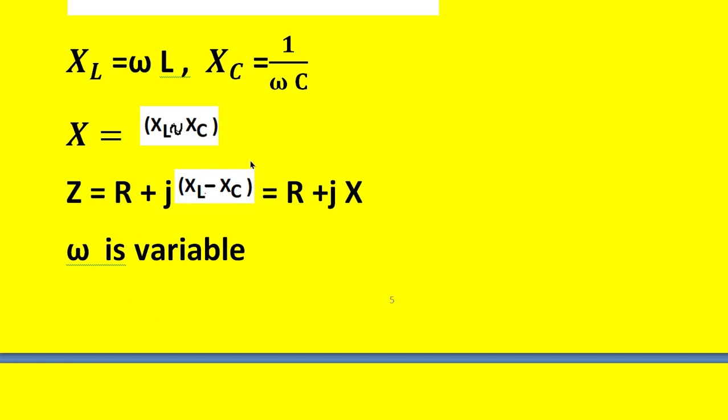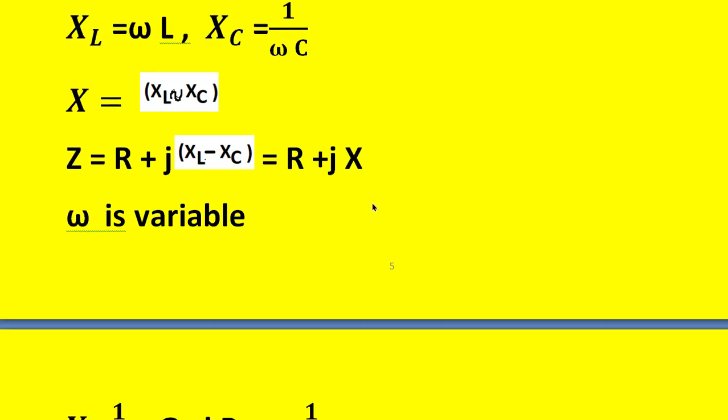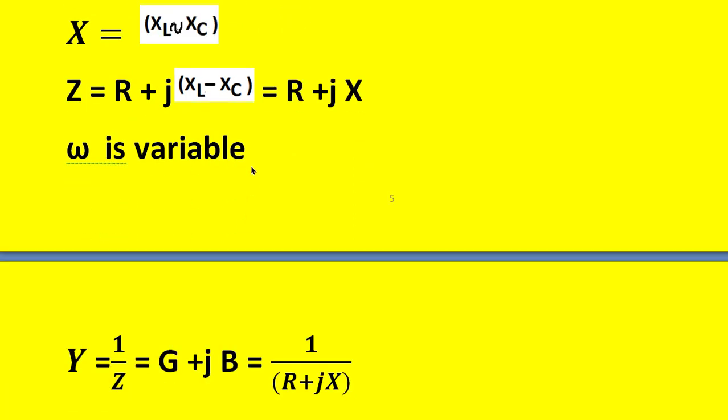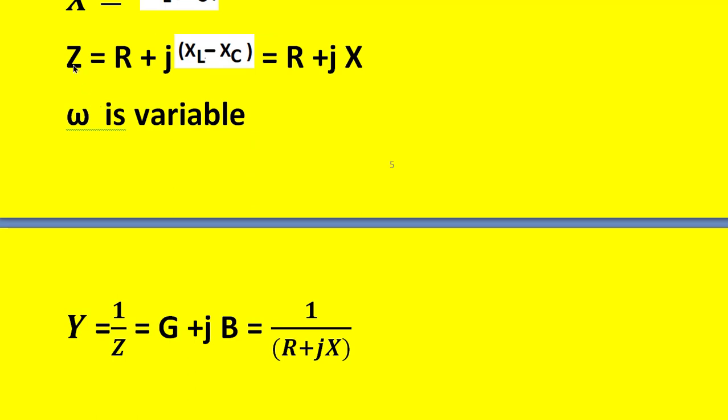So for this circuit, let us write the impedance, that is Z is equal to R plus j into XL minus XC. So we can write R plus jX. Omega is variable, meaning supply frequency is variable. Then once we know Z, we can write the admittance. Admittance is nothing but the inverse of impedance, that is 1 by Z. So 1 by Z we can write as G plus jB. G means conductance, B means susceptance. That is equal to 1 by R plus jX. So this R plus jX is nothing but Z.